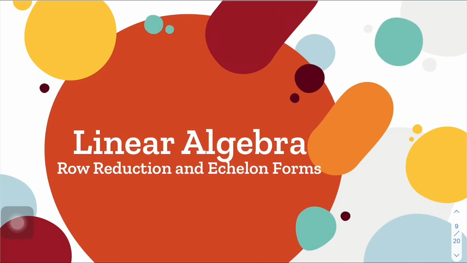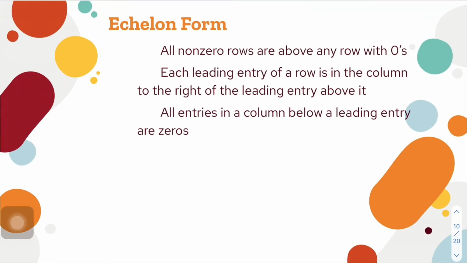Today we will be talking about row reduction and echelon forms. Let's first talk about what rules entail and encompass what an echelon form looks like. All non-zero rows are above any row with zeros, so all the zeros should be at the very bottom. Any leading entry of each row is in the column to the right of the leading entry above it.